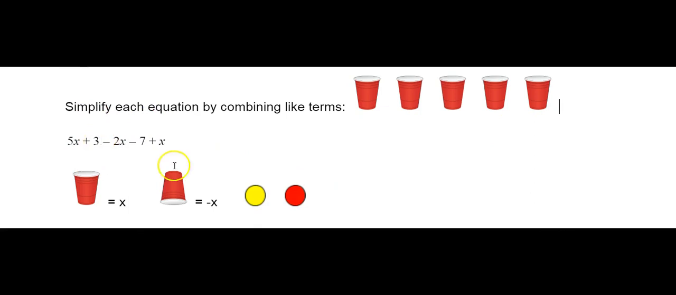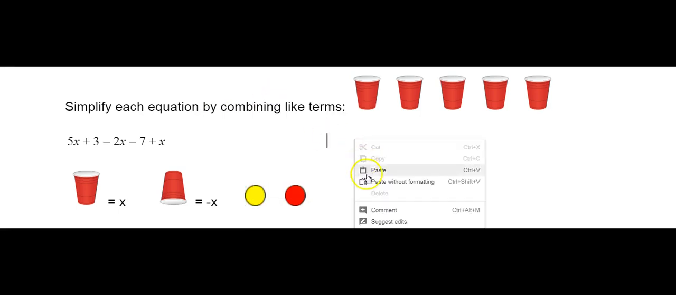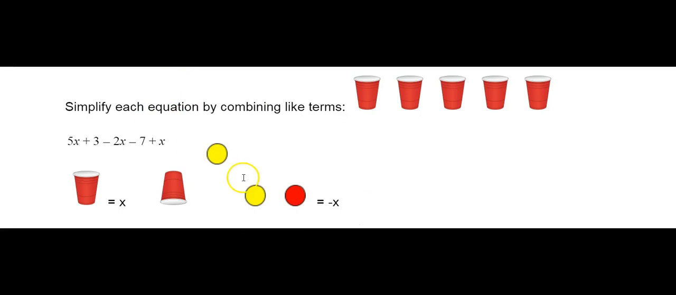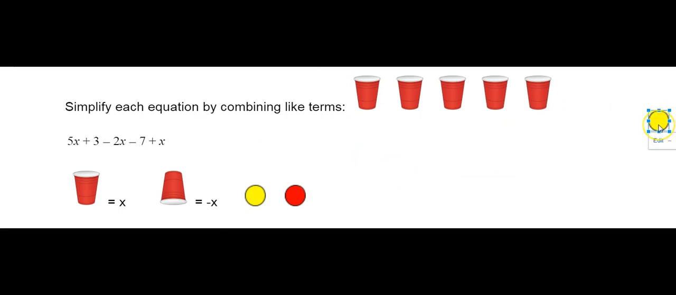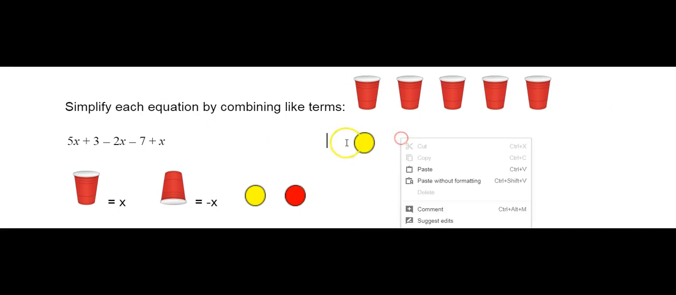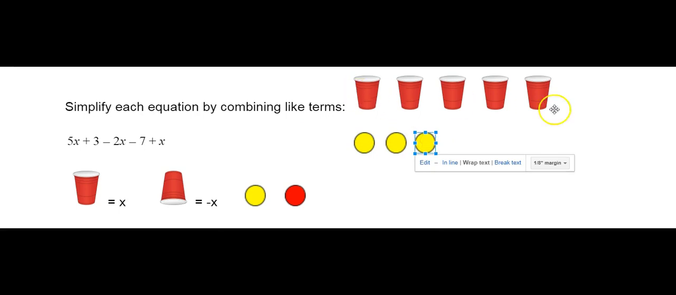We also have next +3. Now I have my +3, so I'm going to copy my yellow chip, and I need 1, 2, 3. There you go. Now I got 3 chips there. Okay, so that's my 5x.